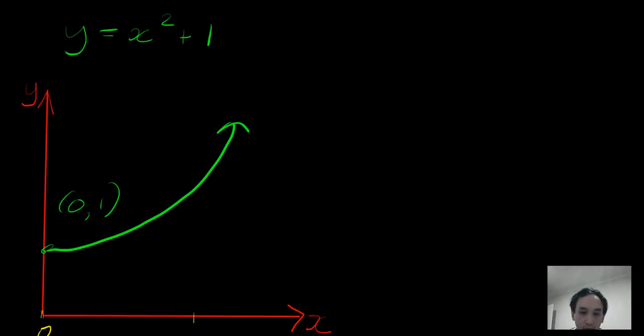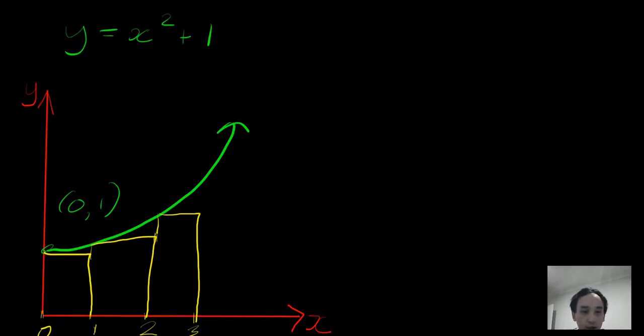Now if we do something like this, for each 1 unit width, we're going to draw a rectangle underneath to approximate the area, because we know how to find the area of a rectangle. That's just length times width. So if we do that real quick, not going to be perfect rectangles here. Do something like this.